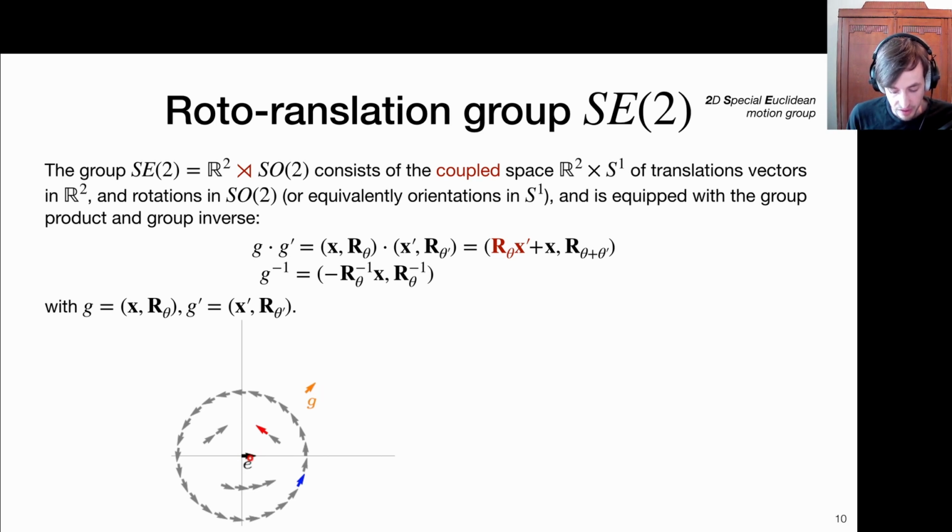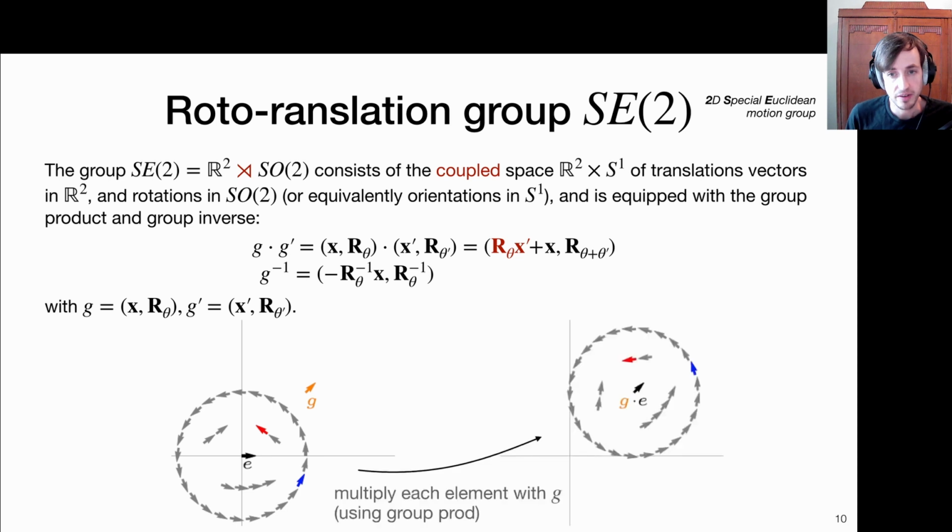So I can align this nose with this group element over there by multiplying the nose on the left with a G. And we do that for every other point. And then we see that the face is roto-translated to this new location. And again, the nice thing about group theory is if we know what this face looks like at the origin, I know what it looks like over here.